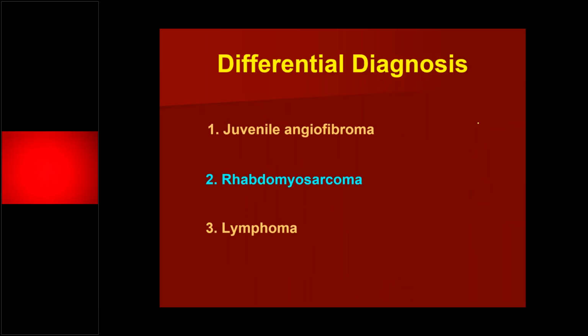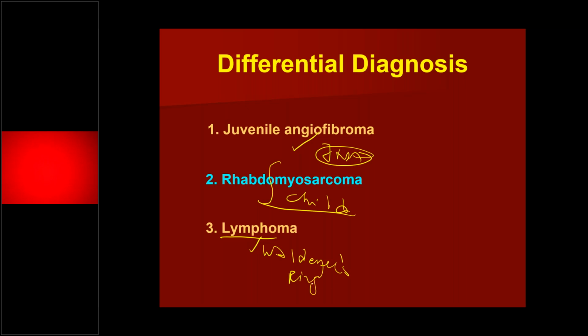What are the differential diagnoses possible? Differential diagnoses are JNA, juvenile nasopharyngeal angiofibroma, which we already dealt with, and rhabdomyosarcoma. I told you in children it is very common. In a child, you have to take care of the differential diagnosis, and lymphoma is very important because of Waldeyer's ring. Waldeyer's ring is there, therefore you should keep it in mind.